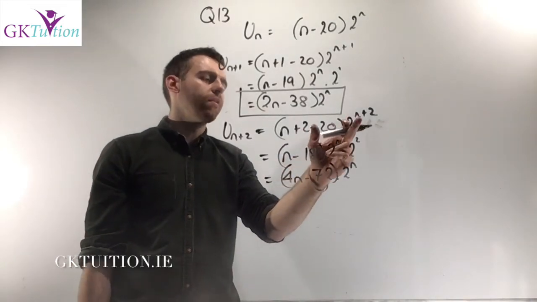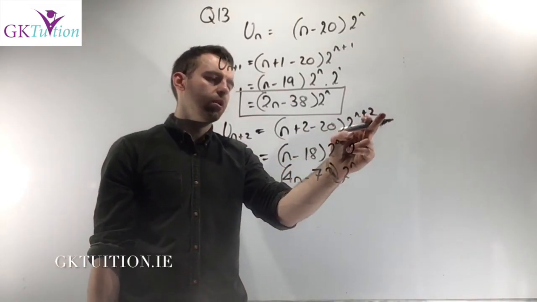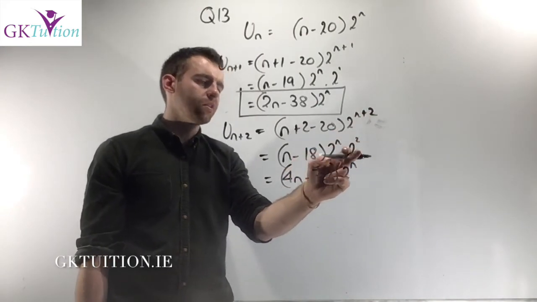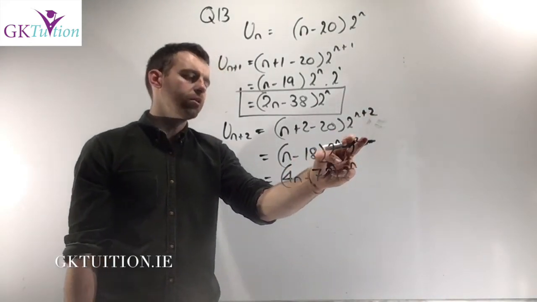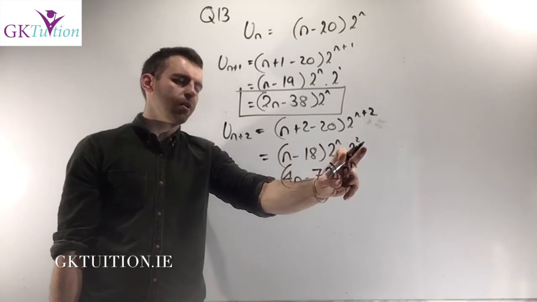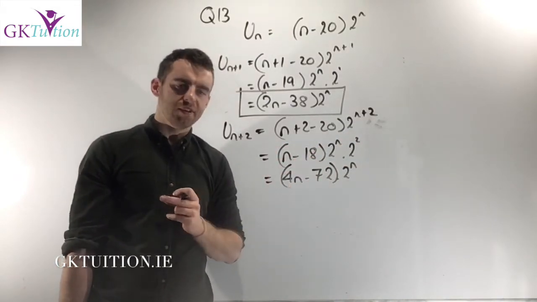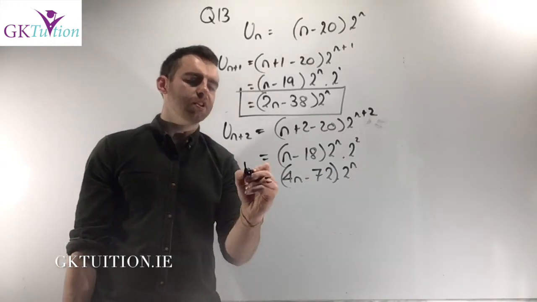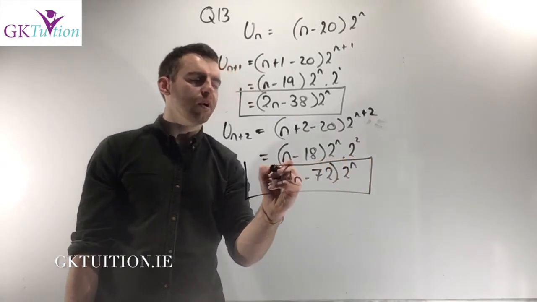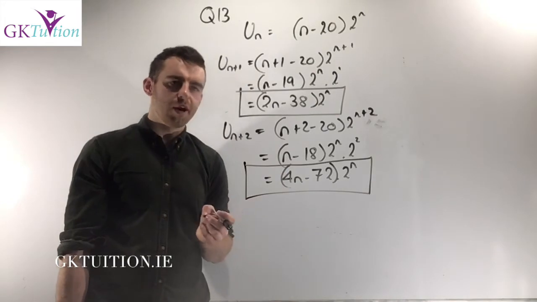And instead of 2 to the power of n, it becomes 2 to the power of n plus 2, which is the same as 2 to the power of n times 2 to the power of 2. 2 to the power of 2 is 4. If I multiply 4 by n, I get 4n. 4 by minus 18, I get minus 72. So u(n+2) simplified fully is 4n minus 72 times 2 to the power of n.